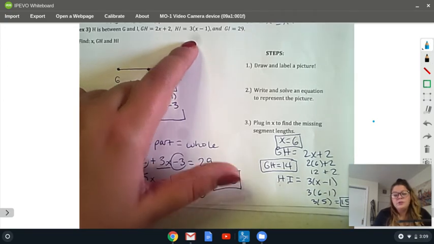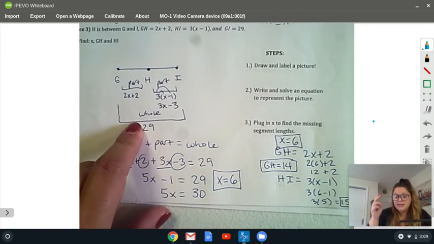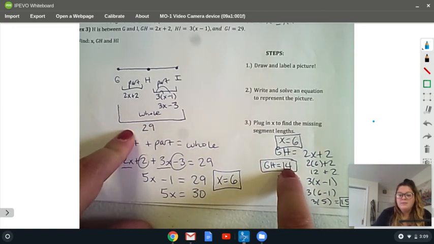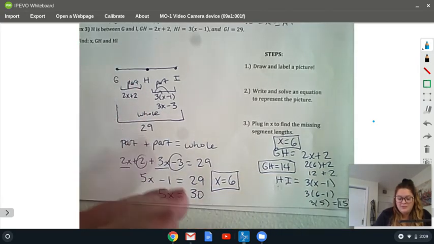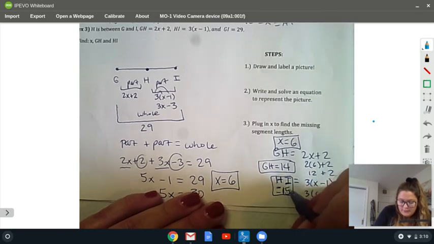The other way you can do it is, okay, I know my whole is 29. You can just do this logically. My whole is 29. I found one of the parts to be 14. So let's just subtract 29 minus 14 gives me 15. So you can do that logically or you can do it out mathematically. It's totally up to you.